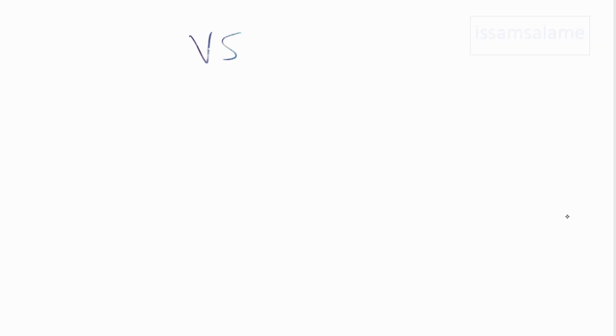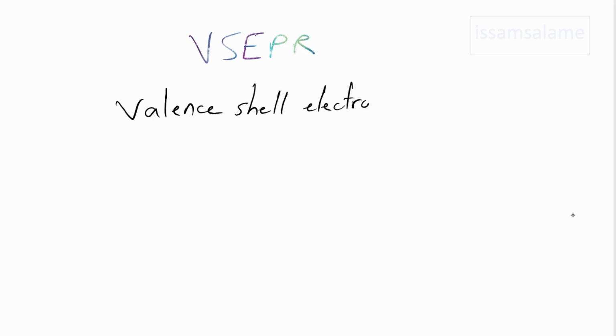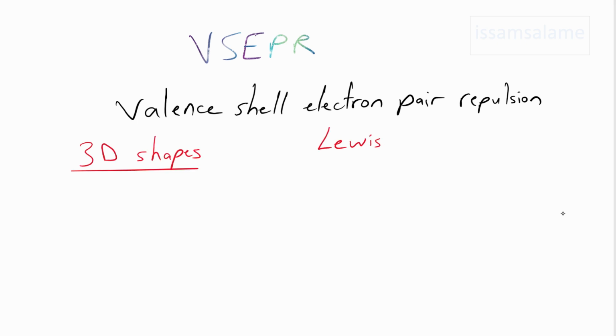Hi ladies and gentlemen, today we have a new video talking about VSEPR, which stands for valence shell electron pair repulsion, which is a way to predict the 3D shapes for Lewis structures after drawing them. And in case you need more help in drawing Lewis structures, you will find two links in the description below.